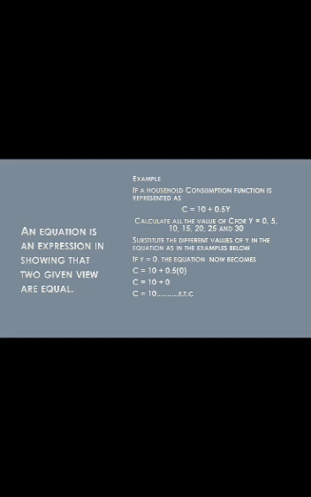Now, let's look at equation. What is an equation? An equation is an expression showing that two given views are equal. In mathematics, we have various types of equation. We have the simple linear equation, quadratic equation, simultaneous equation, and other types of equation. But for the purpose of this lesson, we only look at the simple linear equation, which I will give you an example of, and you are going to do your own practically.